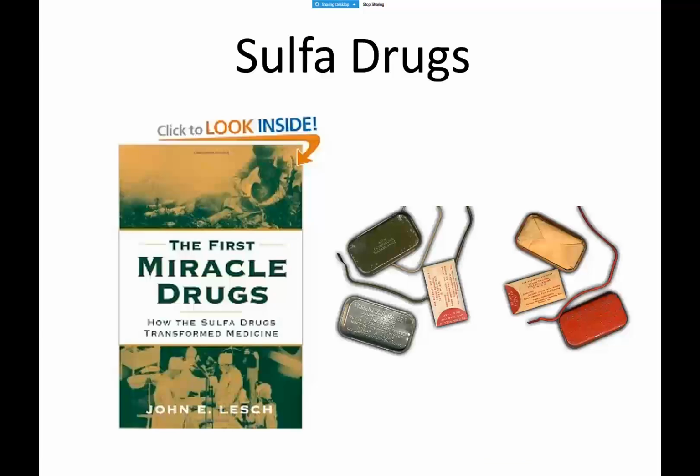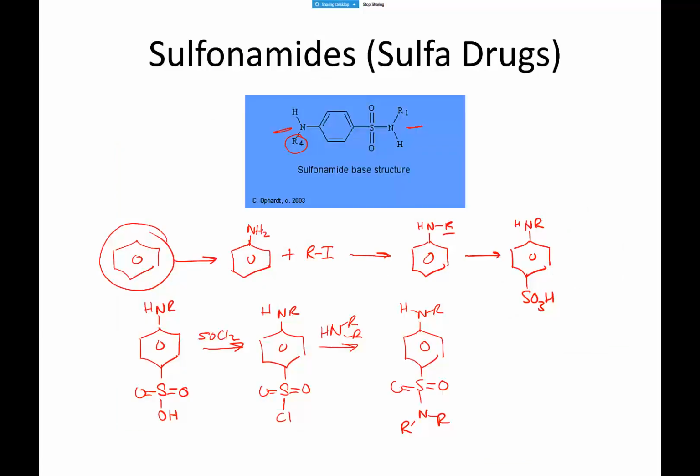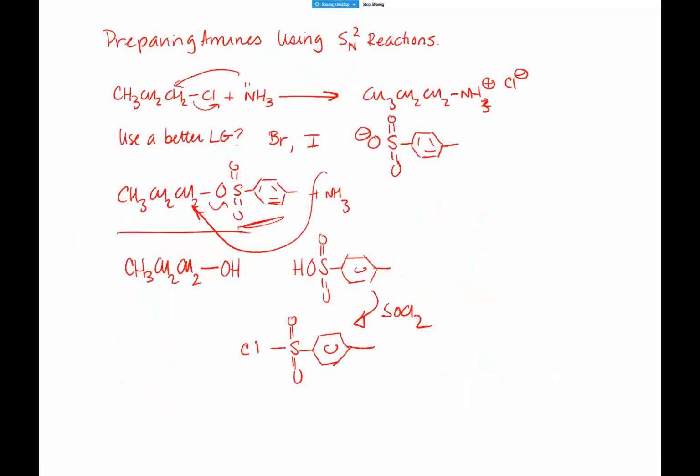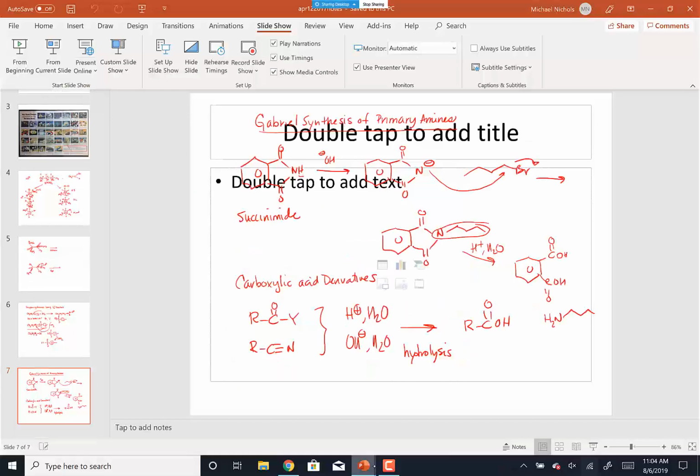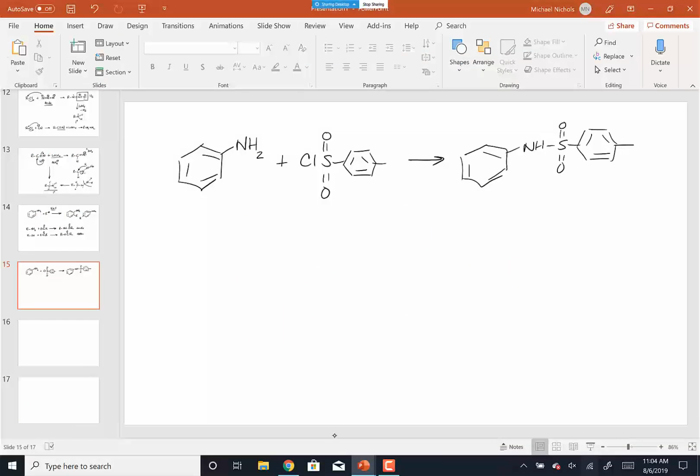How can we make the sulfa drug? Let's see. Do I have anything not written on? No. Which means I need to get out of this one and go back to my other one. So how can we make those kinds of molecules? You tell me. I have a benzene. I want to put an NH2 group on the ring. How should I do that?